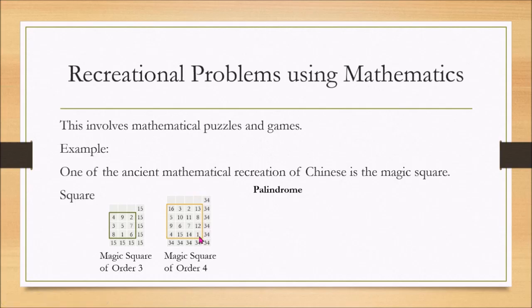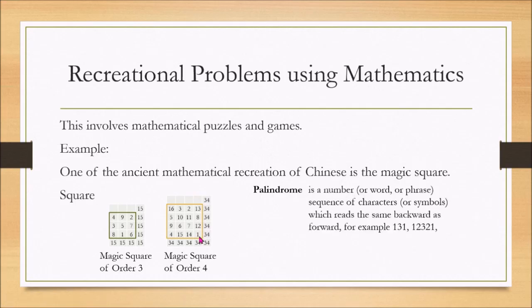We also have another recreational topic, the palindrome. A palindrome is a number, word, or phrase in which the sequence of characters or symbols is always the same if you read it backward and forward. For example, if you read 131 backward, it is still 131. Same as 12321. If you read it forward and backward, they read the same.